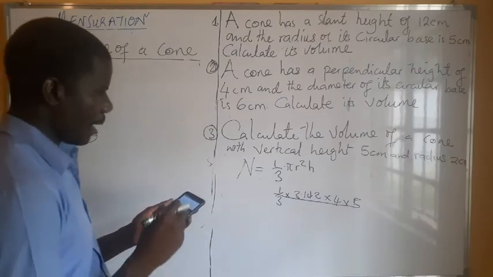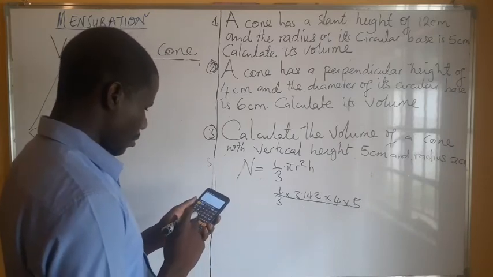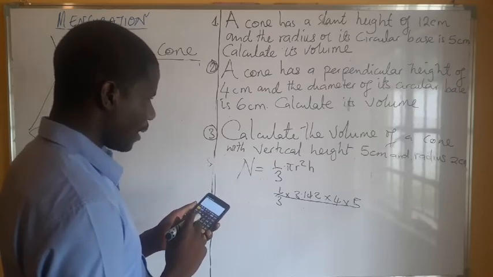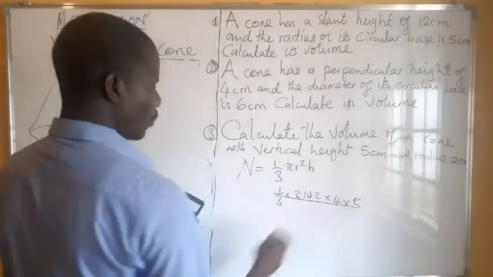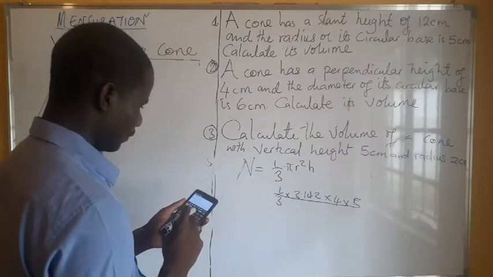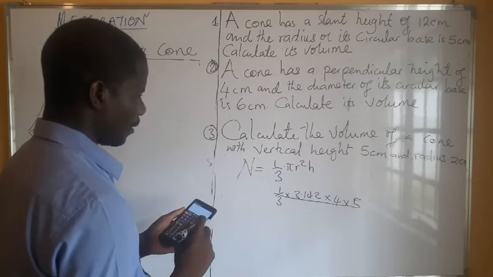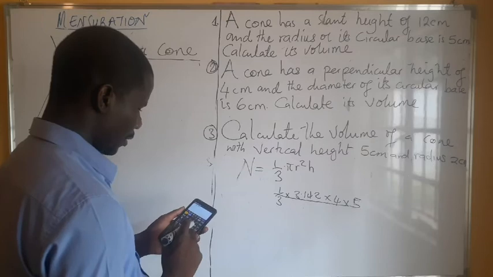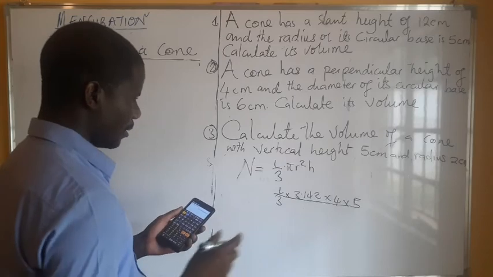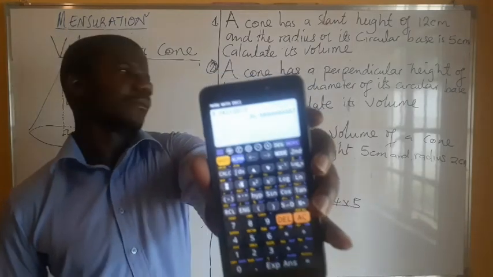So we have 3.142 multiplied by 20, then we divide this by 3. We're getting 20.946, this is what I'm getting.